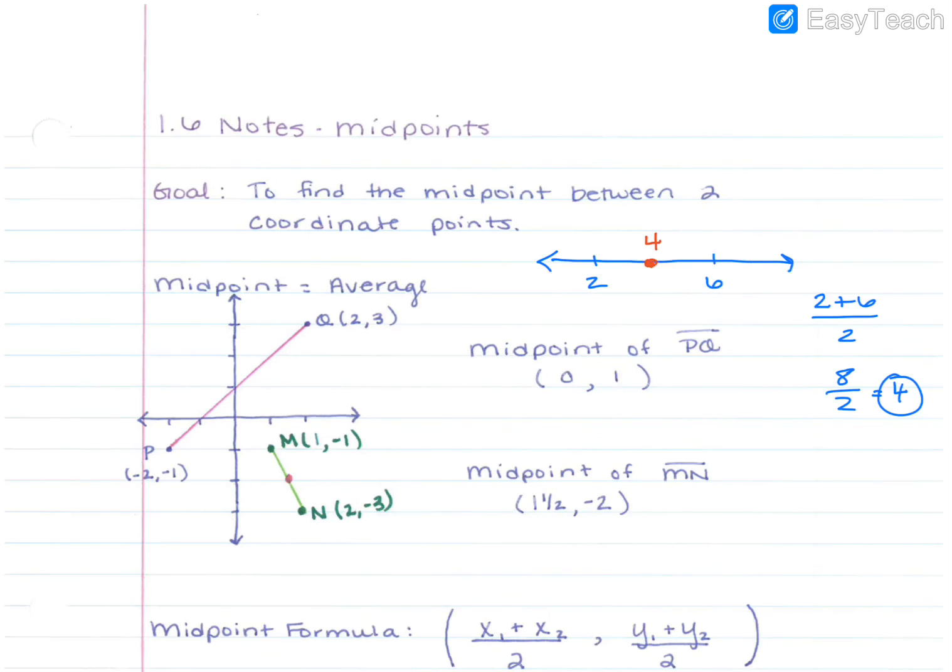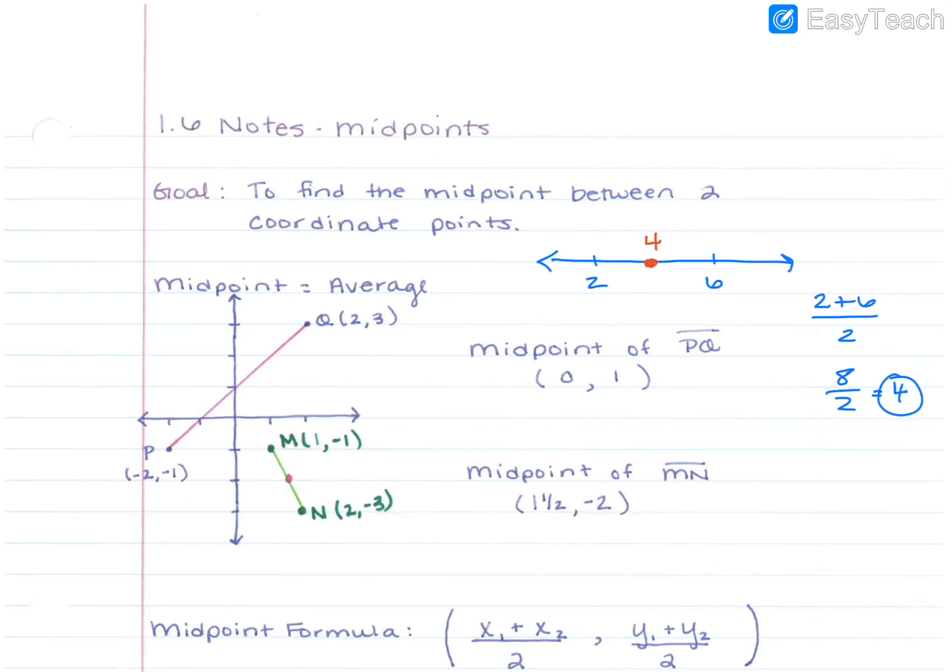Now, we are going to do this with coordinate points, which as you can see, I drew a coordinate grid over here. This is the point 2, 3, because you go right 2, up 3. There's Q. Over here we have P, -2, -1. You go left 2, down 1 to get to -2, -1. So you should remember this from your Algebra 1 class, how to plot points.